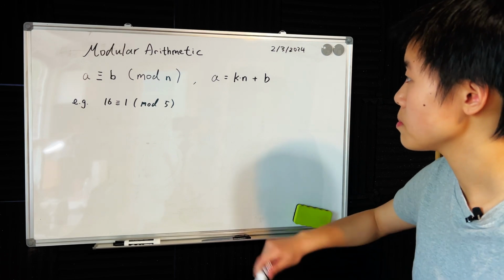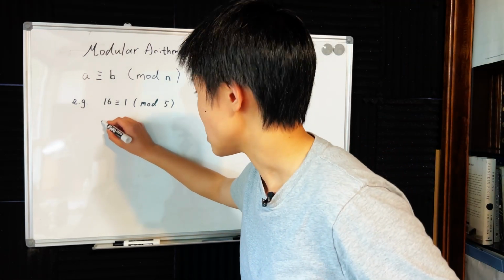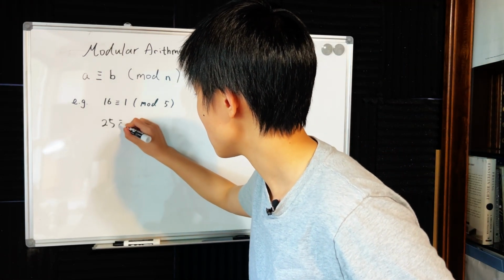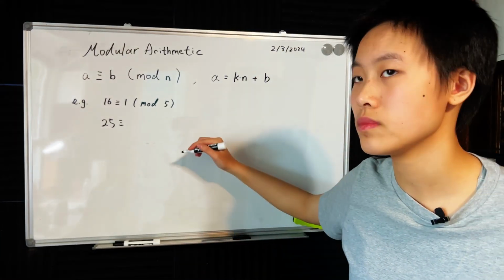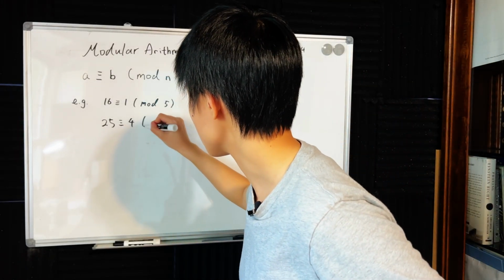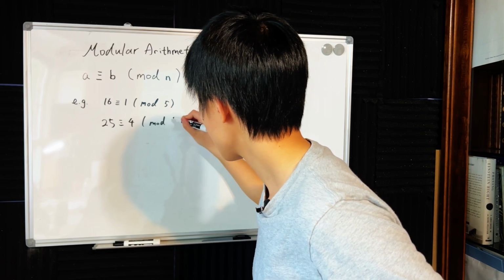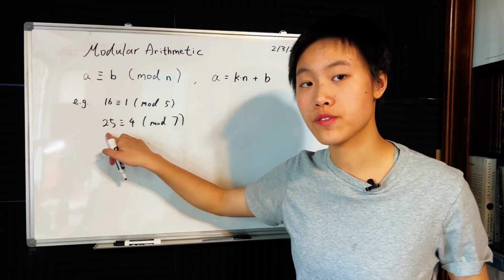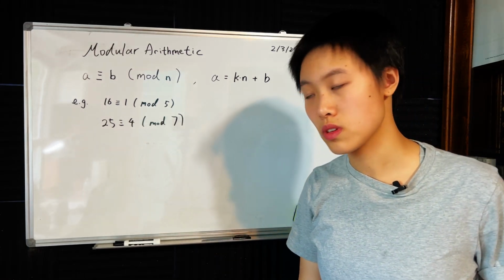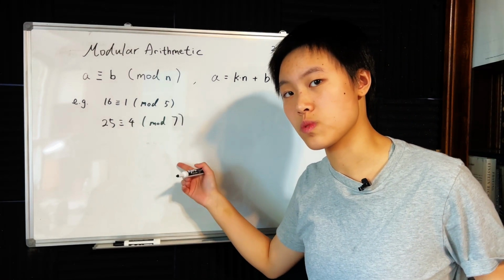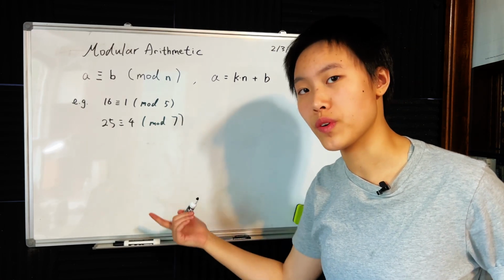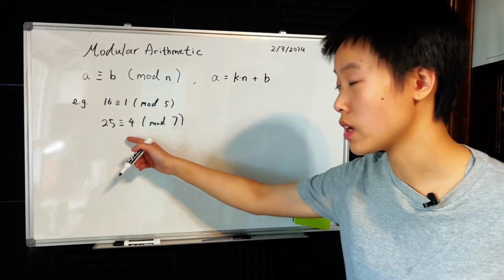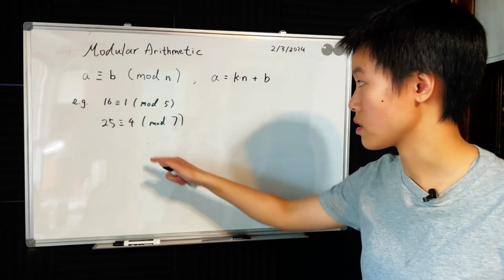And I can give another example. 25 is equal to 4 modulo 7. So take 25 divided by 7: 7 times 3 is 21, and 25 minus 21 is 4, and so that's where that comes from.